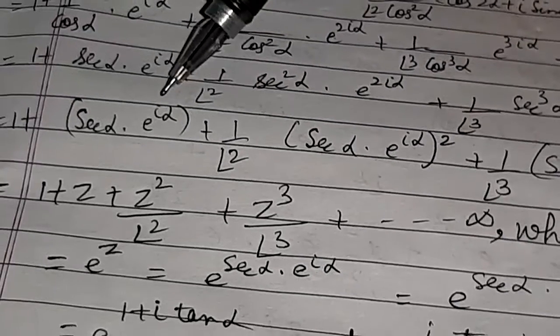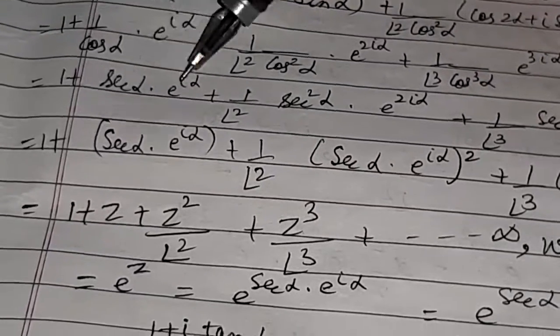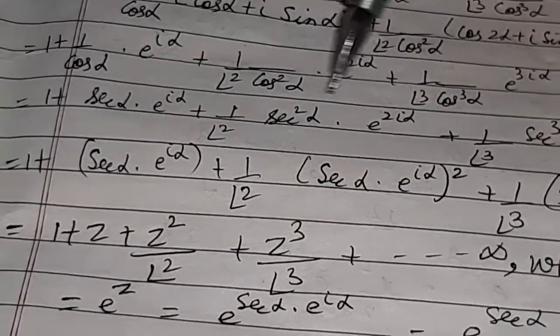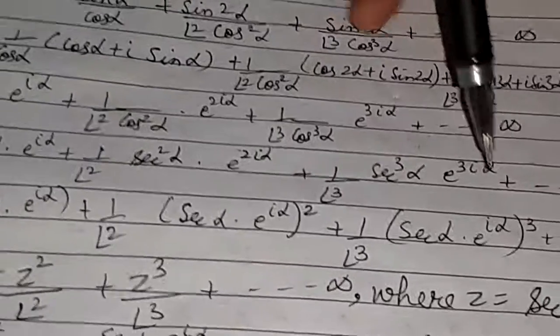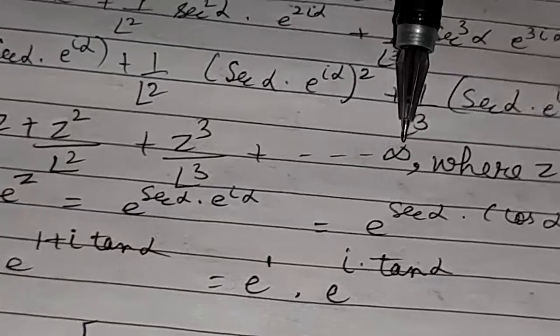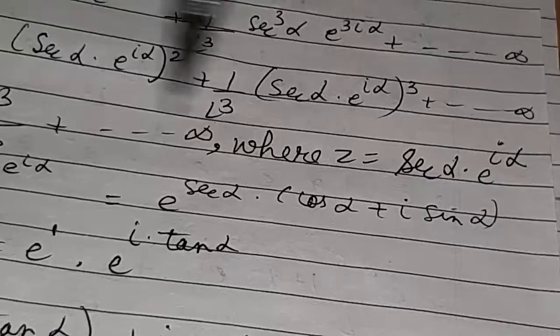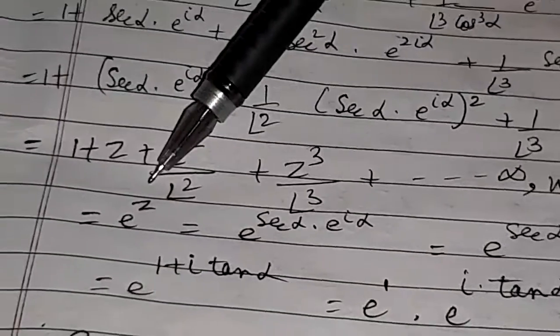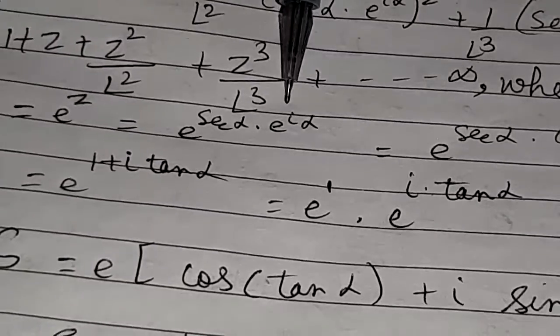Now we can take powers common. We will get its power as 1, its whole power as 2, its whole power as 3. If we take this term as z, we will get the expansion 1 plus z plus z square by 2 factorial plus z cube by 3 factorial plus so on till infinity, where z is secant alpha e raised to power iota alpha. Now this is the expansion of e raised to power z. Now substituting the value of z here, we will get this.